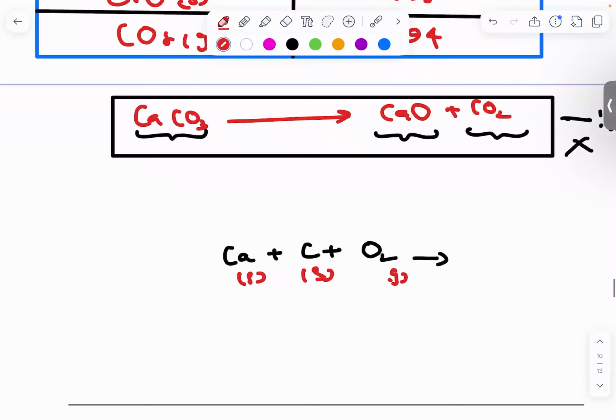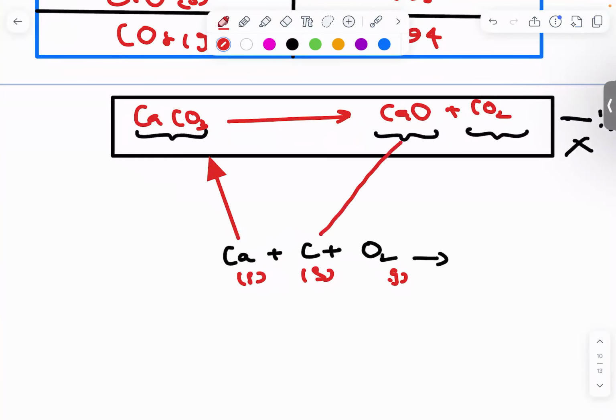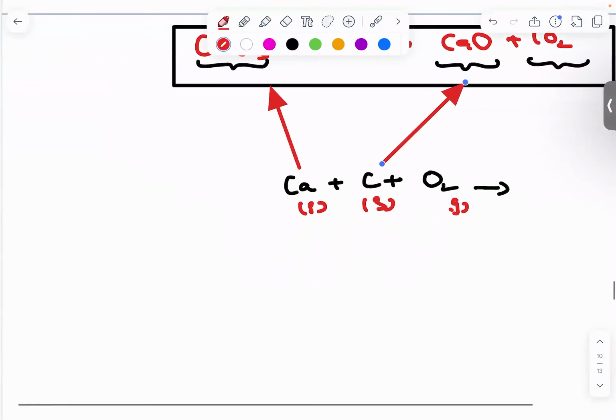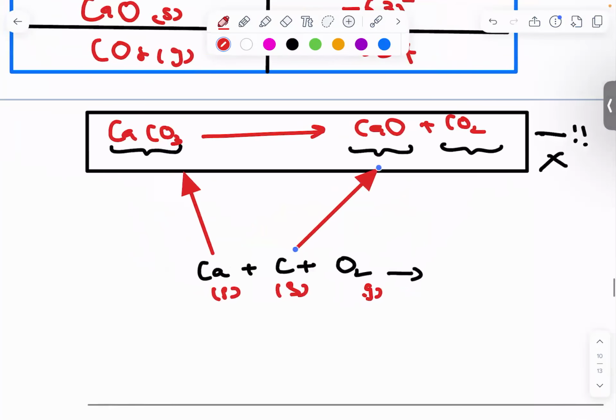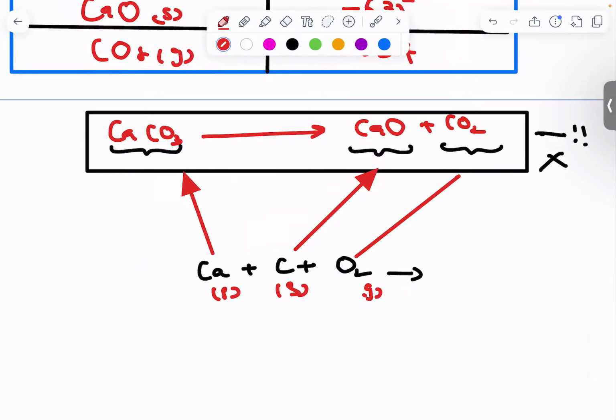So I am going to draw the arrows up like this. Now calcium and oxygen will combine to make calcium oxide, and carbon and oxygen will make up carbon dioxide. All right, so these are the three arrows. Can you see that I have drawn the upward arrows now? Can you see that? Yeah.